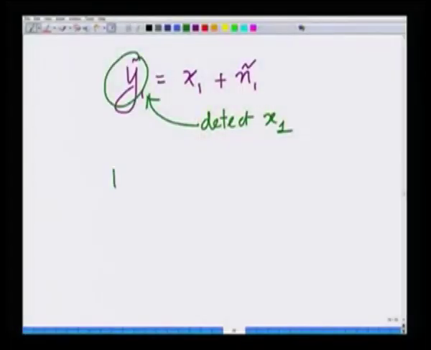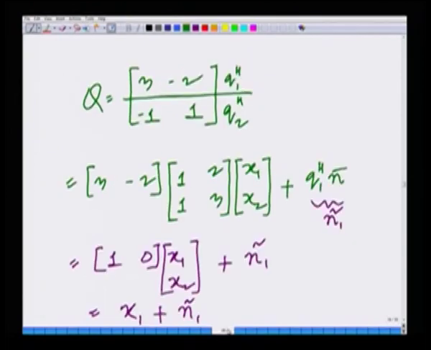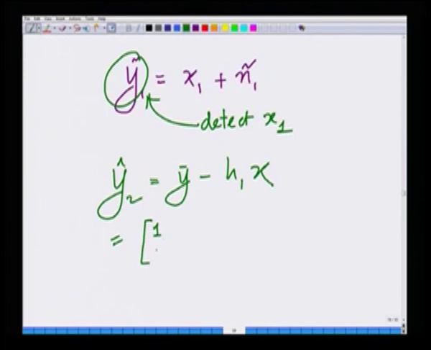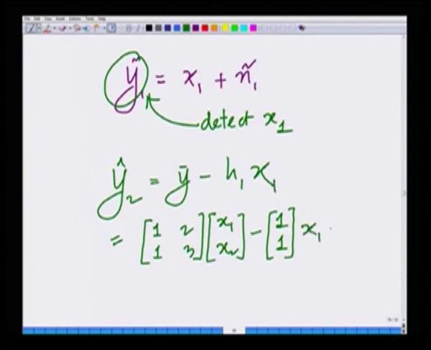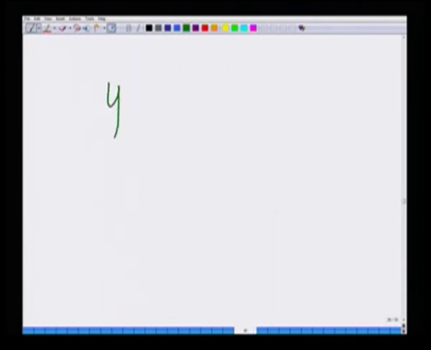Now, I will perform y2 hat equals y bar minus h1 x1, which is essentially [1 1; 2 3] times [x1 x2] minus h1, which is [1, 1], into x1. Of course, the noise remains as it is. This reduces to [2, 3] x2 plus n bar if the decoding is exact. Let me write this again here. y2 hat equals [2, 3] x2 plus n bar.